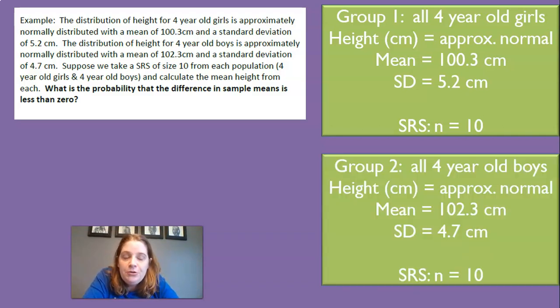And then I look at group 2, and again, it says that this would be the boys. The height is approximately normal according to the problem. There's the mean of 102.3, standard deviation of 4.7. And again, we're going to take a simple random sample of size 10.